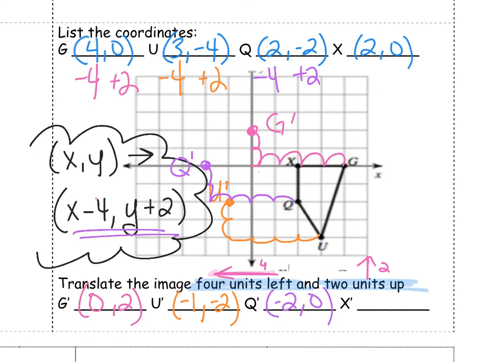-2, 0, and X prime, -2, 2. When we connect our points in our new shape, though, nothing should have changed except its location. Notice it's the same shape, same size, same direction. All we've done is slide or translate the image.